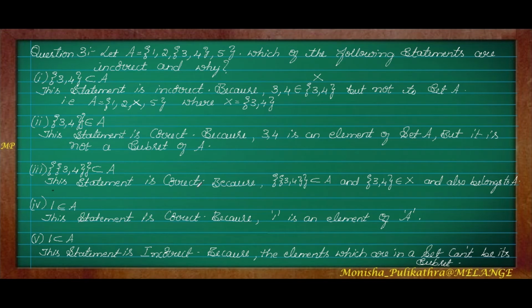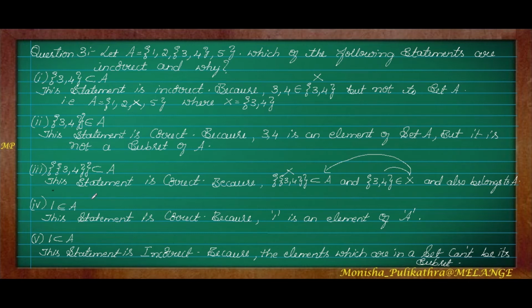This statement is correct because the double bracketed set, or the set X, is a subset of A, because {3, 4} belongs to X, where X belongs to A, right? So the {3, 4} element belongs to X and X belongs to A. If this is the case, then this double bracketed element also belongs to A.